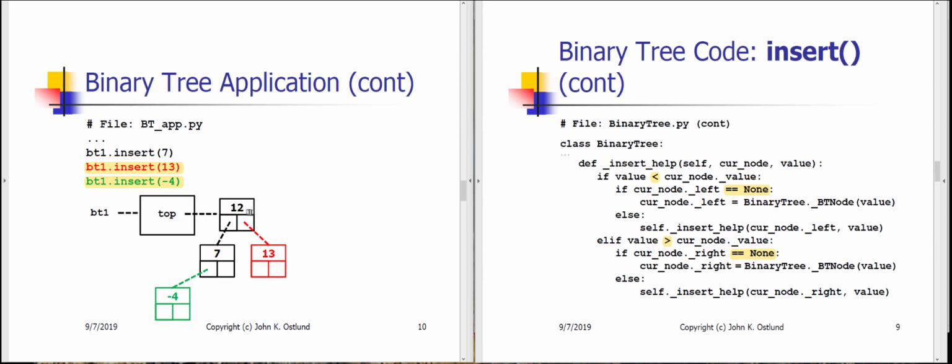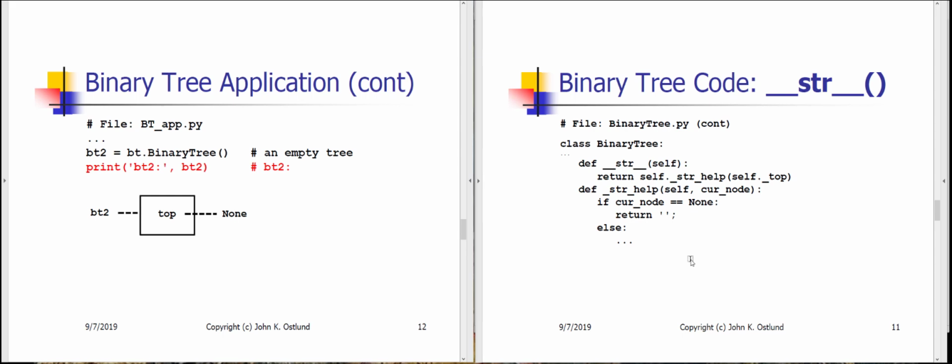My tree already has a value of 12 in it, so let's suppose I insert 12 again. In the insert function, I'll discover that the tree already contains a node. So insert help is going to be called with self referring to the binary tree as a whole, cur node referring to the node containing 12, and the value that I'm trying to insert is also 12. Well, 12 is not less than 12, so I drop down to elif. 12 is also not greater than 12, so that's it. Nothing happens. The 12 does not get inserted a second time.